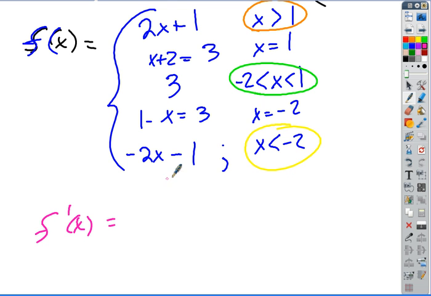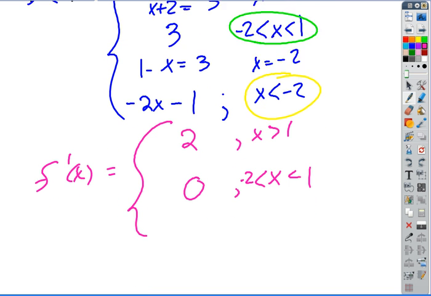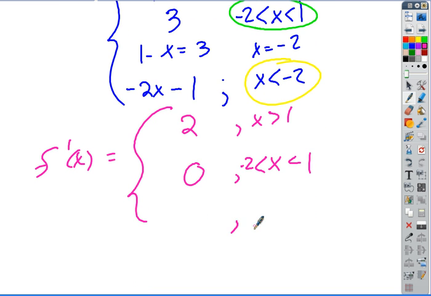So what about f prime of x? Well, that's really simple. If we differentiate this piece by piece, the derivatives are simple. On the interval where x is greater than 1, what's the derivative? 2. On the interval when x is greater than negative 2 and less than 1, the derivative of 3 is 0. And when x is less than negative 2, the derivative is negative 2.